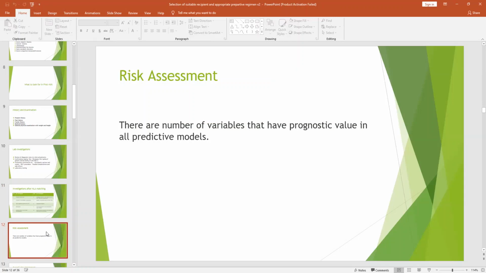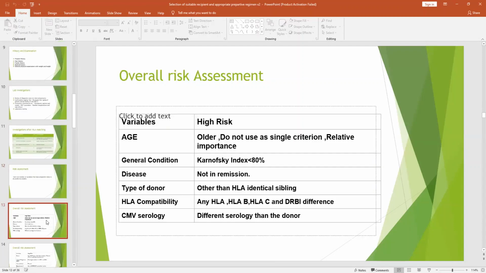Then there are a number of variables that have prognostic value in the predictive models, and overall assessment, risk assessment. So the variables of high and high risk: age, that depends on the age, general condition, and diseases, type of donor, HLA compatibility, and CMV serology. The risk assessment depends on all of these.